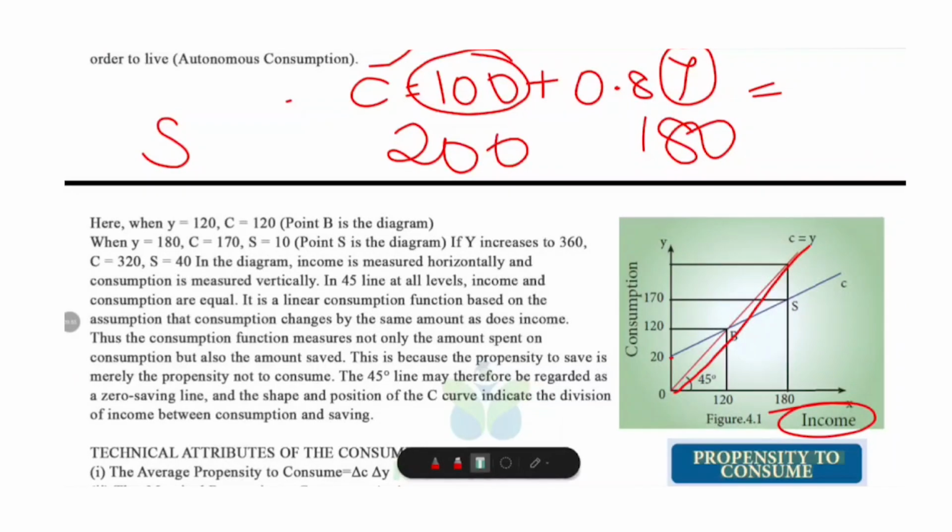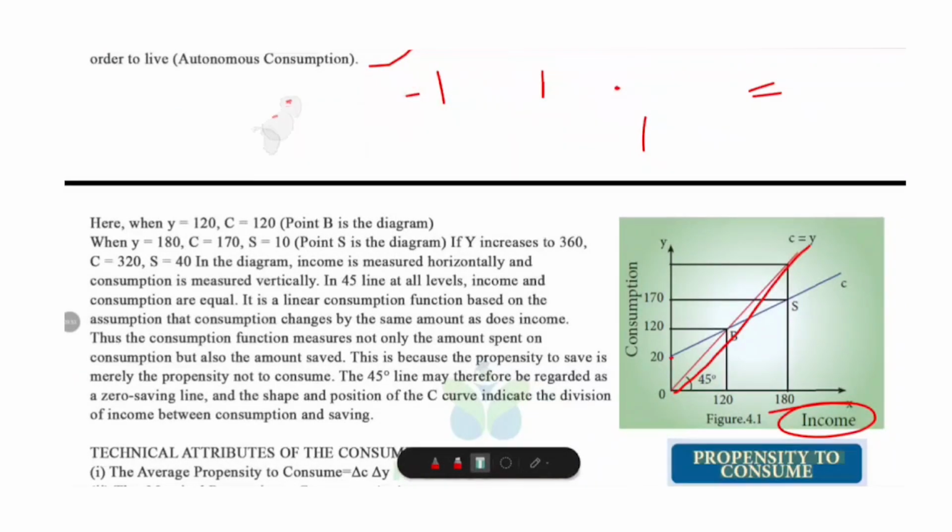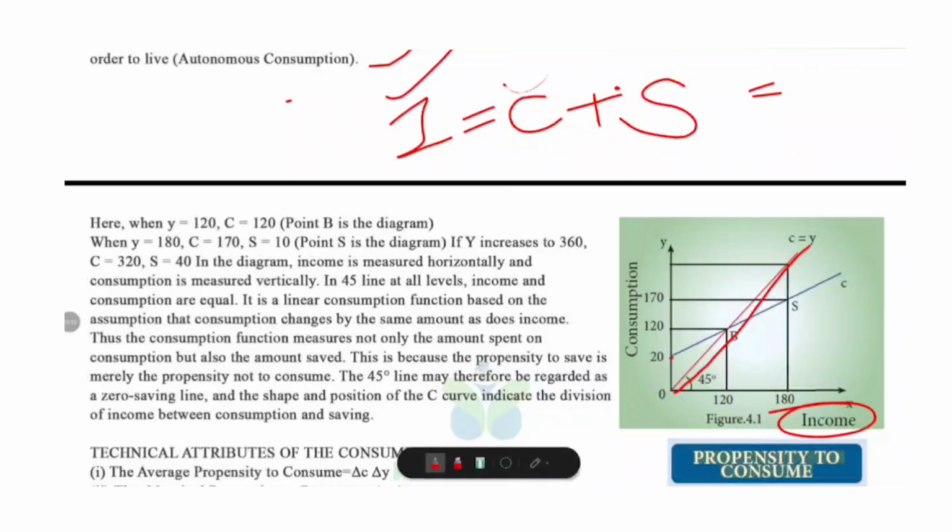That means income is always equal to consumption plus savings. So what happens? When income increases, consumption also increases, but not at the same rate as income. Why? Because a part of income is also saved.